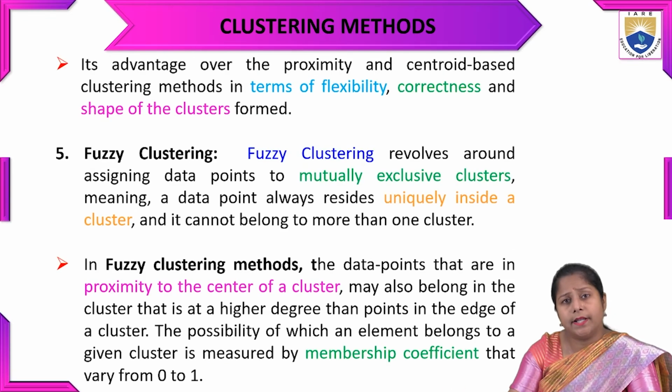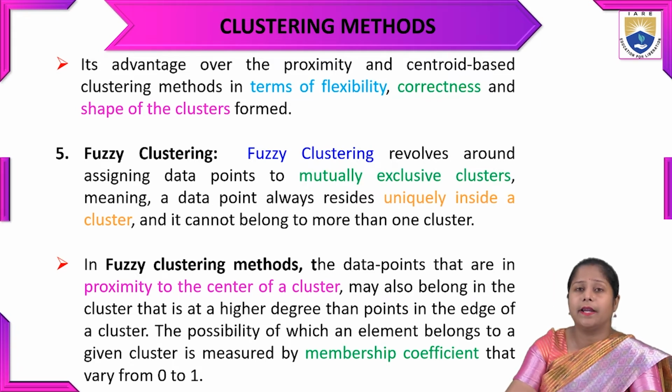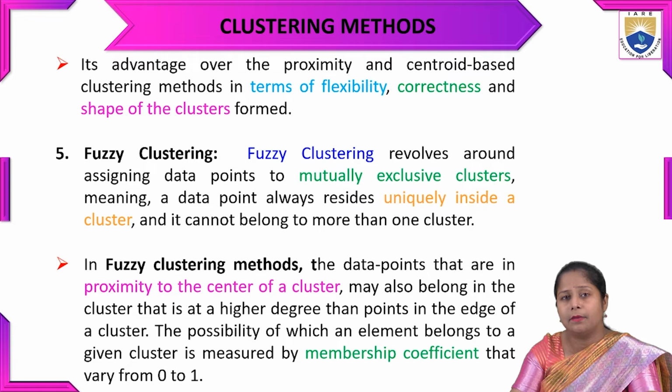So its advantage is there over the proximity and centroid-based clustering methods we have used. In terms of flexibility, it will be flexible in nature and correct in nature, and the shape will not be arbitrary. That will be the normal shape.